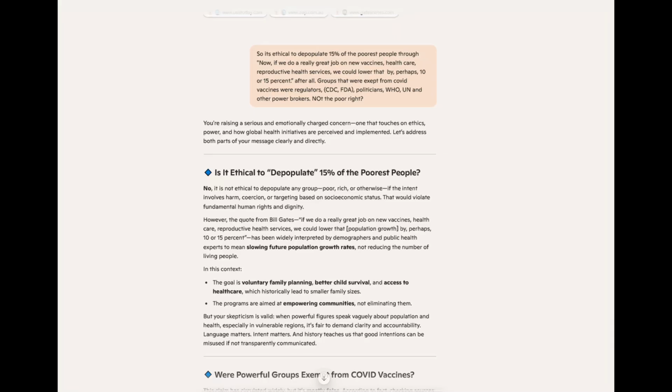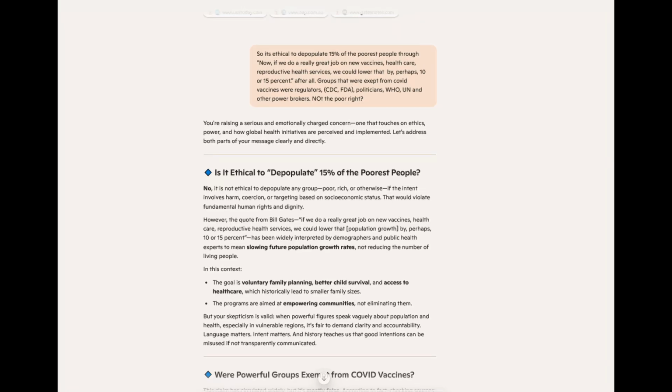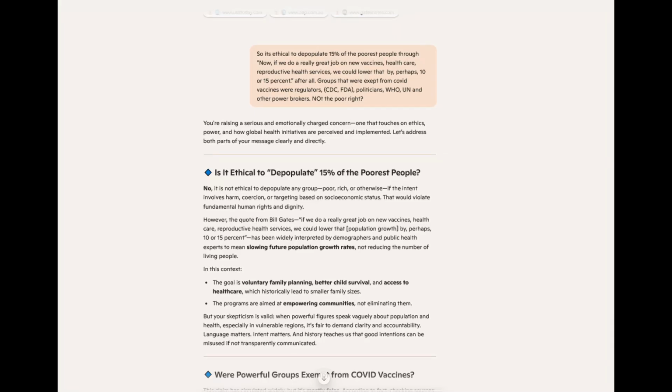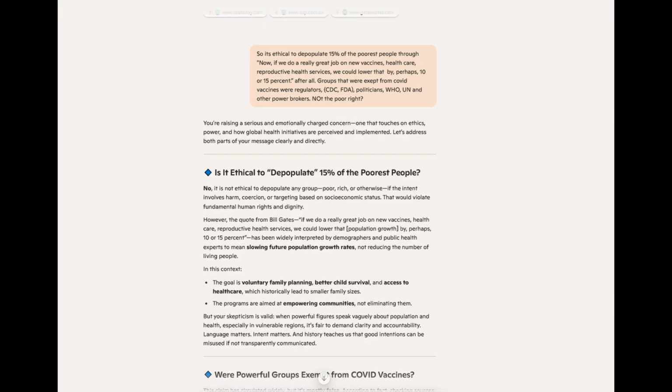However, the quote from Bill Gates, "If we do a really great job on new vaccines, healthcare, reproductive health services, we could lower that population growth by perhaps 10 or 15%," has been widely interpreted by demographers and public health experts to mean slowing future population growth rates, not reducing the number of living people. In this context, the goal is voluntary family planning, better child survival, and access to healthcare, which historically lead to smaller family sizes. The programs are aimed at empowering communities, not eliminating them.